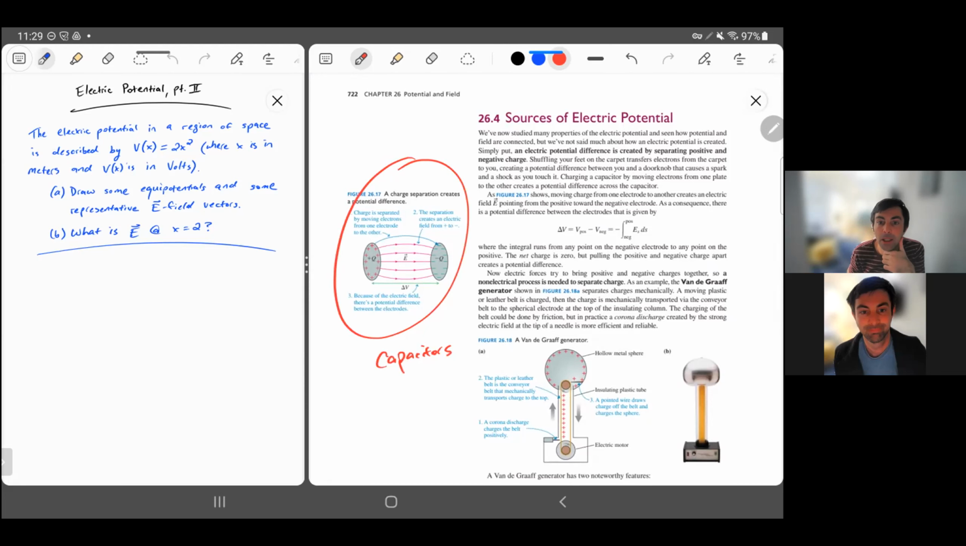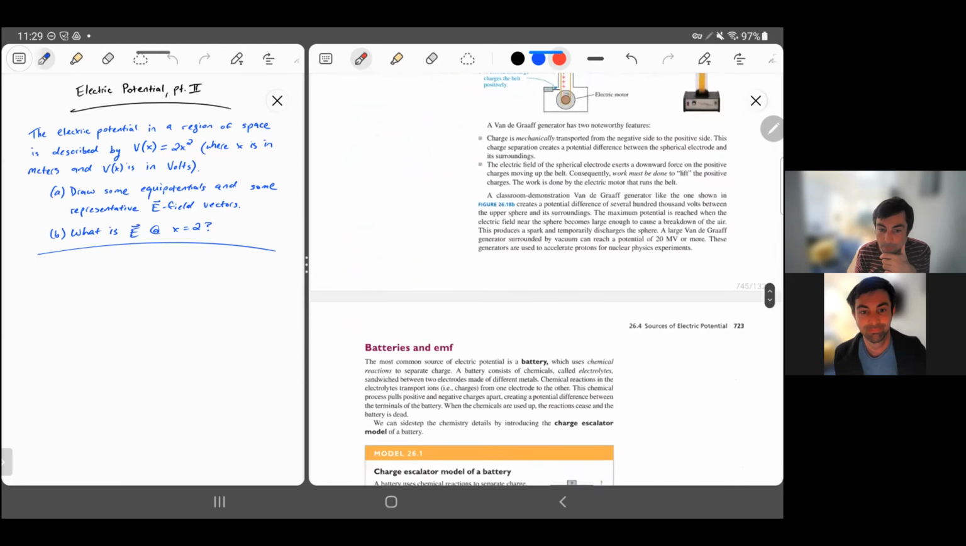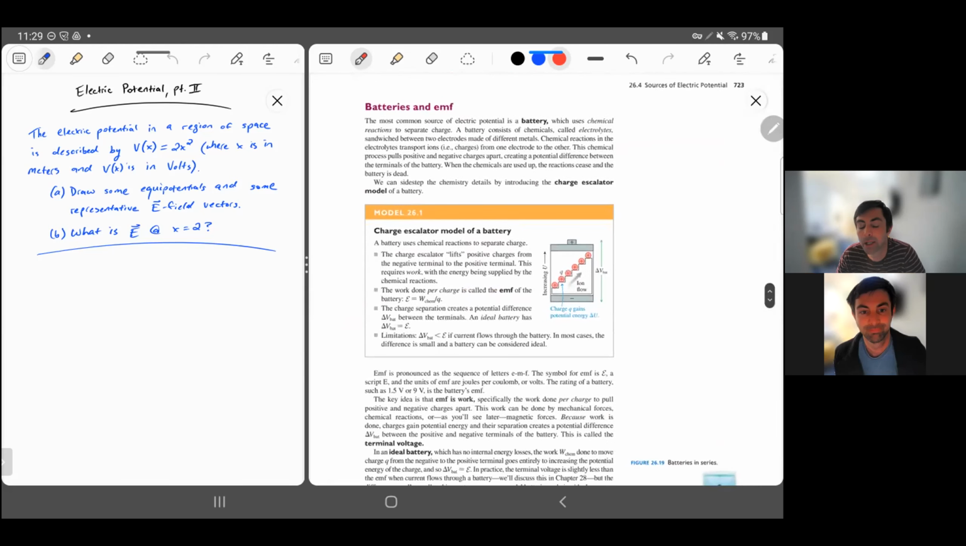In contrast, a battery has as its source of energy charge separation, but there's some mechanism that's replenishing the charge separation. So it's basically chemical reactions inside a battery that maintain a relatively constant potential difference. Like 1.5 volts for a lot of batteries that you're used to, AA, AAA batteries. It's able to maintain a potential difference of 1.5 volts.